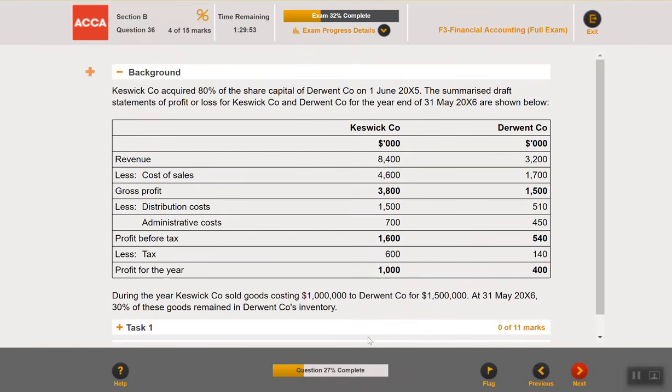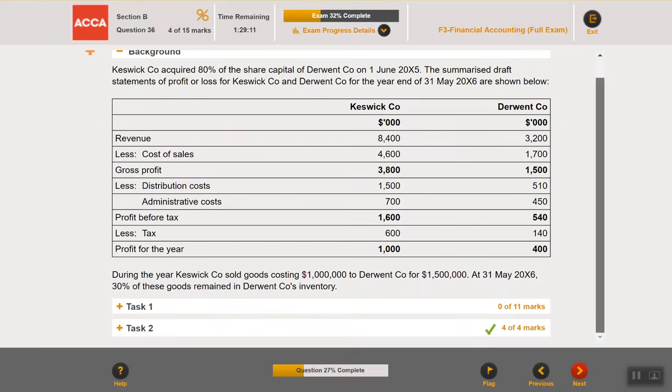Casway Co. acquired 80% of the share capital of Derwent Co. on 1st June. So 80% means subsidiary, and that means 20% NCI. This is the date of acquisition. The summarized draft statement of profit or loss for Casway Co. and Derwent Co. for the year ended 31st May. Okay, 31st May compared with 1st June gives you 1 year. If it is 1 year or more than 1 year, then we don't have to divide the financial statement or P&L of the subsidiary by months. If it is less than 1 year, we have to divide it by that much period. So let's directly go to additional points.